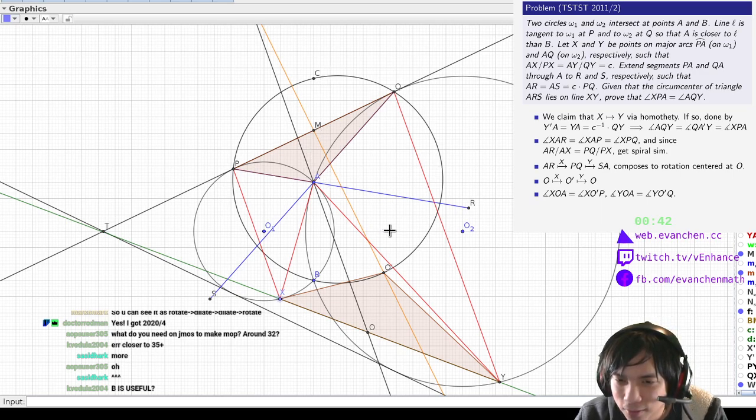O is the center of this rotation, sending AR to SA. That rotation goes through PQ. This should be almost there. It really should be almost there.